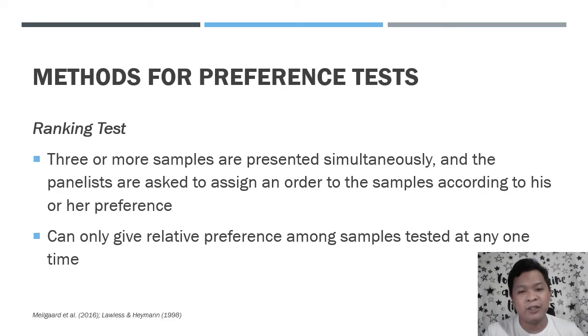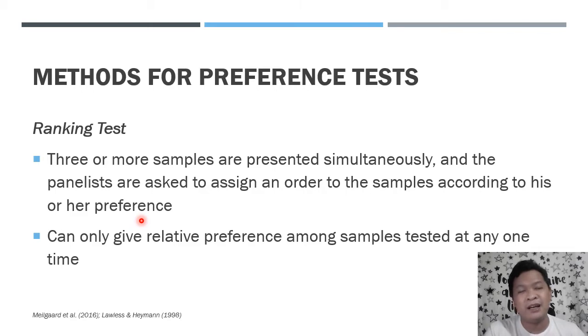Whenever you have 3 or more samples presented simultaneously for a preference type test, this is already called ranking, no? Kasi ino-order mo na, this is my first in preference, second, and third. Okay? So, similar din siya sa paired preference, pero dumami lang yung sample and you now have to ordinally rank them. Okay? So, obviously, this only gives you a relative preference among the samples tested at one time, and it doesn't really get to measure how much the first is preferred over the other.